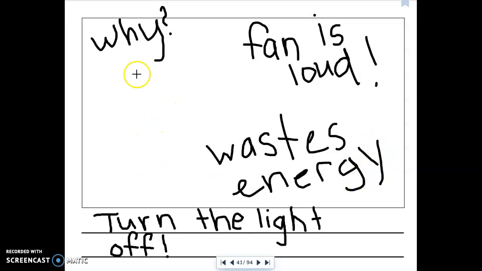Okay? So you can make your poster any way you want. You can include words, you can include pictures, but you need to think of a problem that you may have in your neighborhood or your home, and then come up with a solution. But remember, you have to include the why. Why should people do what you're asking them to do?